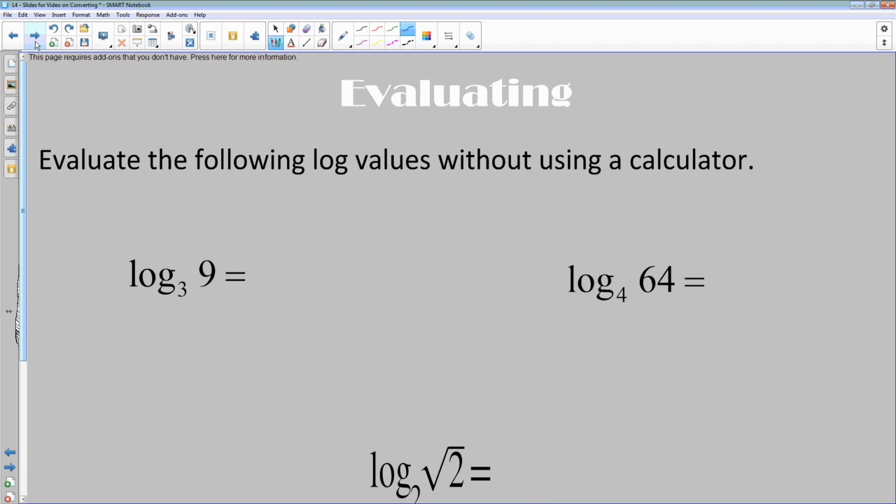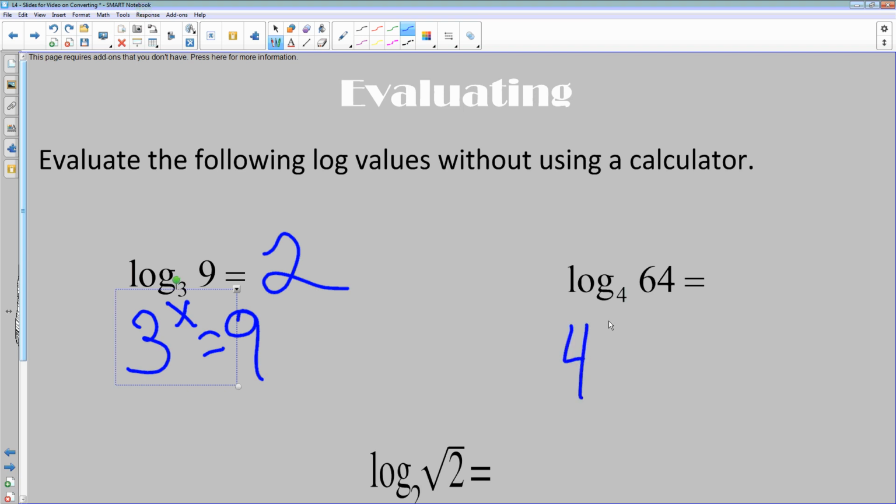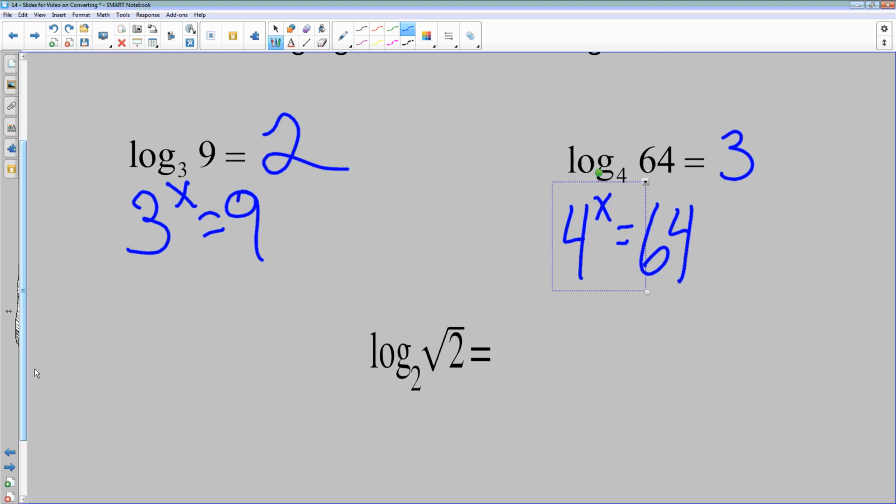Based off of our ability to convert. So if we say log base 3 of 9, remember that's 3 to some power equals 9. Well, 3 to the second power equals 9, so our answer there is 2. Log base 4 of 64, remember that's 4 to what power gets you 64, and we should know that the answer is 3.